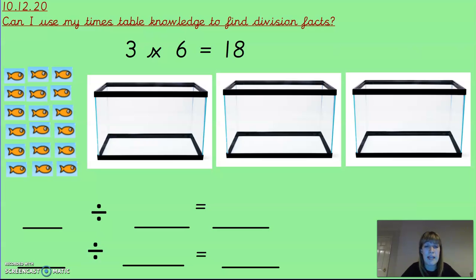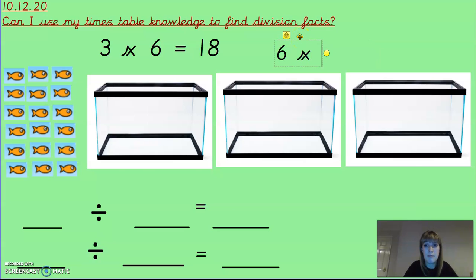On this page, we are going to be thinking about our division sentences. At the top, you can see 3 times 6 equals 18. Now on the other page, I wrote it as 6 times 3 equals 18. You can swap them round and you'll still have the same answer. And Year 4, you're a clever bunch, so I'm sure you all know that.